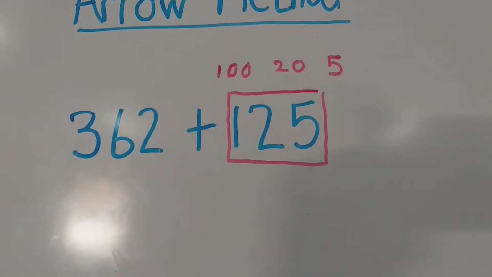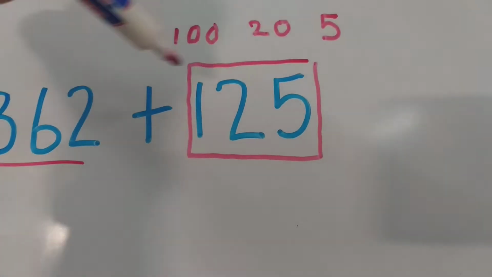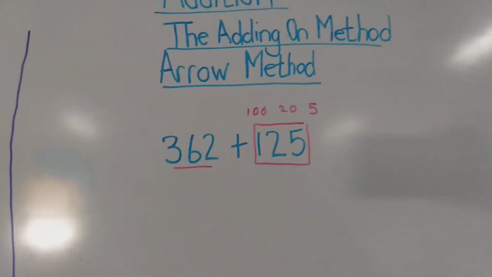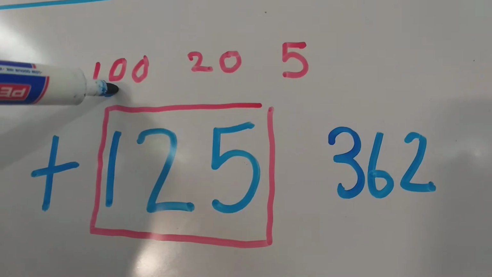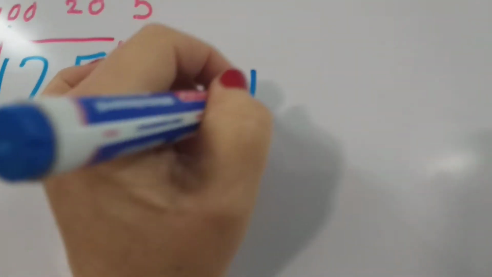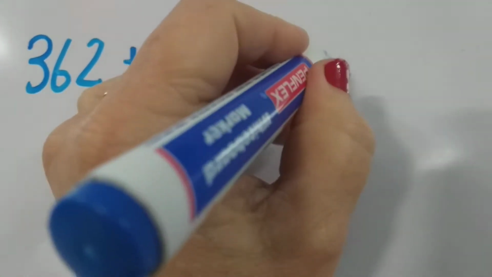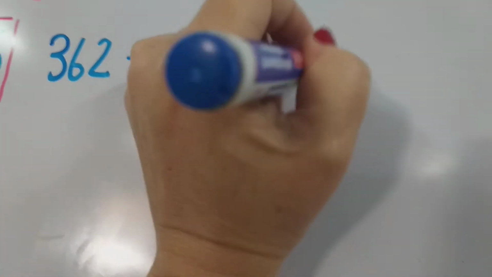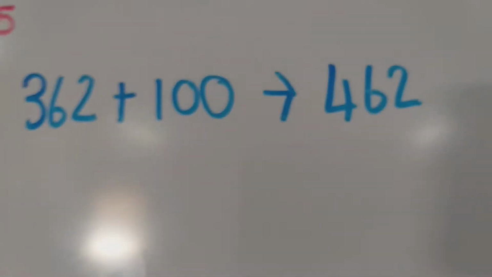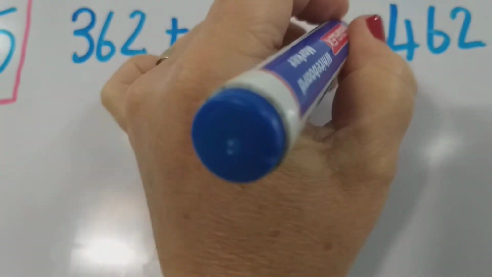Then all you have to do for this method is add on to the first number bit by bit. So let me show you. We start with our 362 again. What are we going to add on first? We're going to add on 100. So 362 plus 100. Here's where the arrow comes in. If we add 362 with 100, we get 462. Sometimes I make my children do an arrow like this.